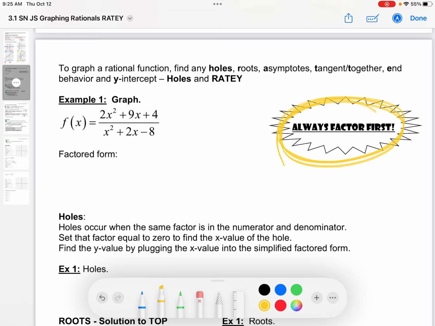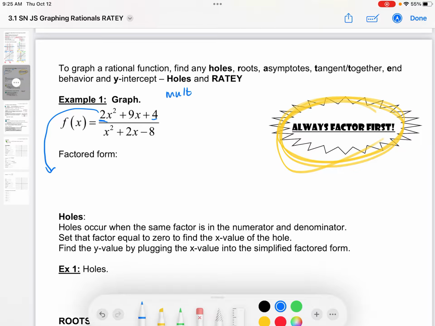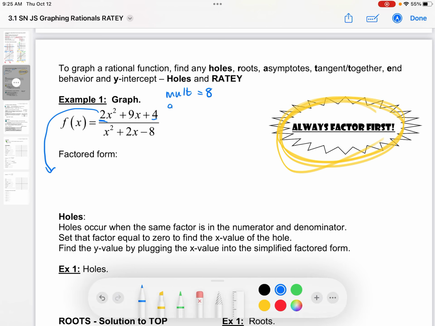So first step, always, always, always factor first. Okay, we always want to factor this first. So if we take this numerator and factor it, it has 3 terms, no greatest common factor. We need its magic numbers. Its magic numbers need to multiply to be 2 times 4 or 8. And they need to add up to be 9, that term in the middle. So those numbers have to be 1 and 8.